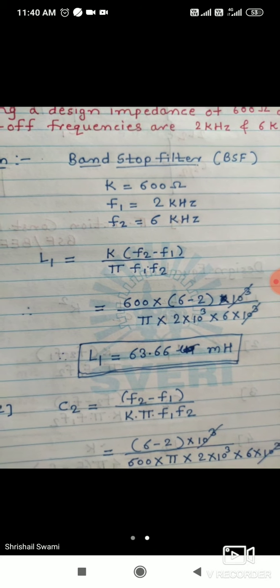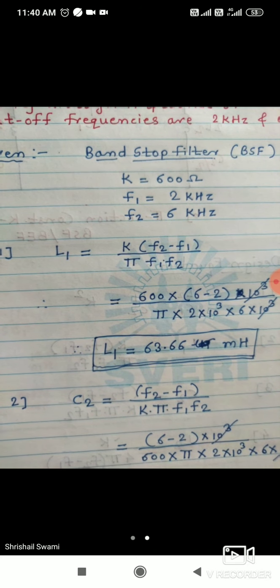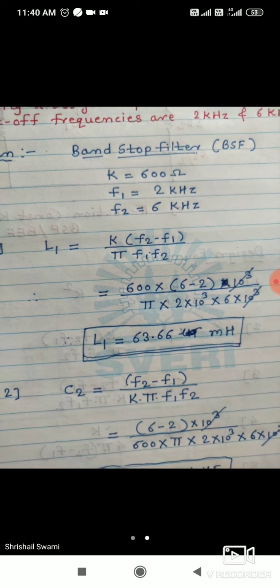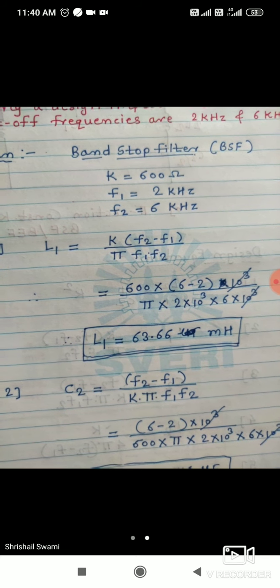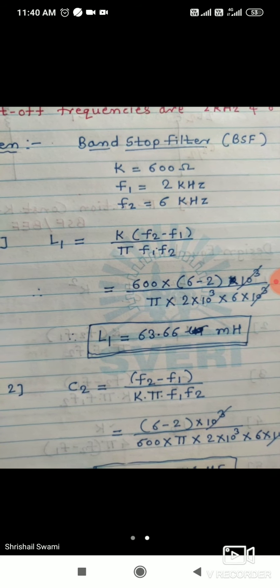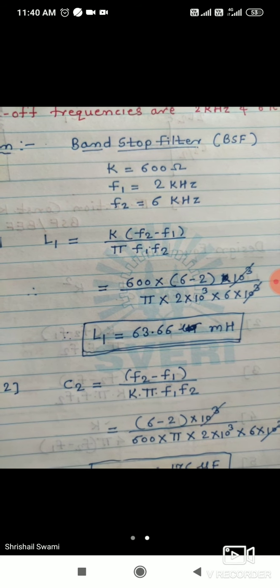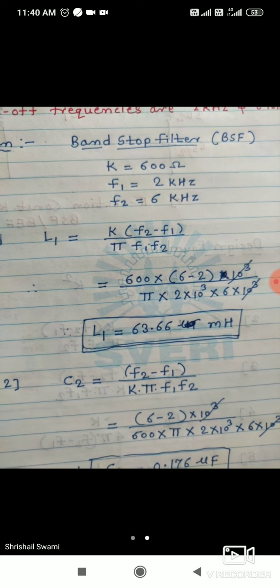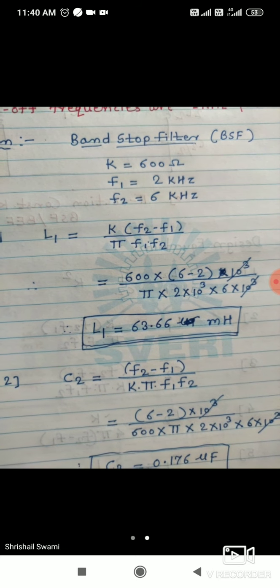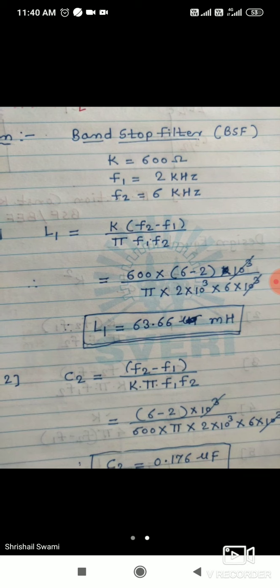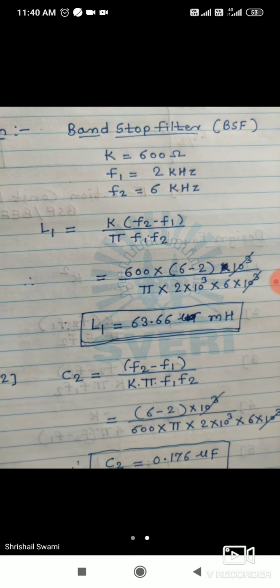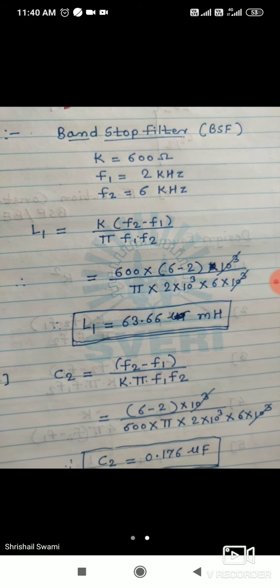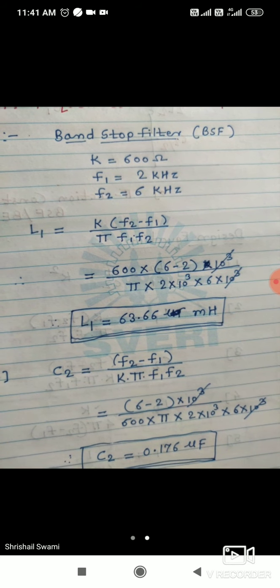Now write the formulas, write the L1 formula. L1 is equal to K into F2 minus F1 divided by pi into F1 into F2. If you recall the correct formulas, then it is easy to calculate the values. So put the value of K equal to 600, F2 minus F1, that is 6 minus 2 into 10 raised to 3, divided by pi into 2 into 10 raised to 3 into 6 into 10 raised to 3. You can cancel the 10 raised to 3 terms, and calculate the answer with the calculator. So check whether you are getting the correct answer. L1 is equal to 63.66 millihenry. That will be the answer.